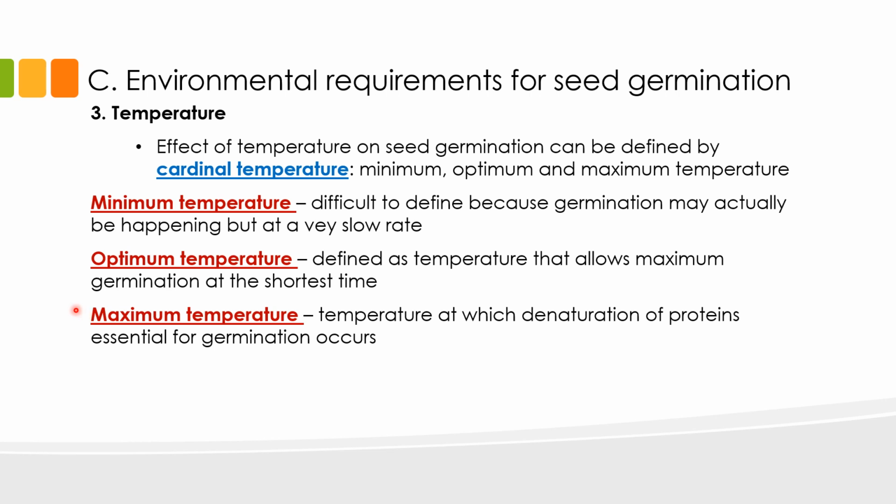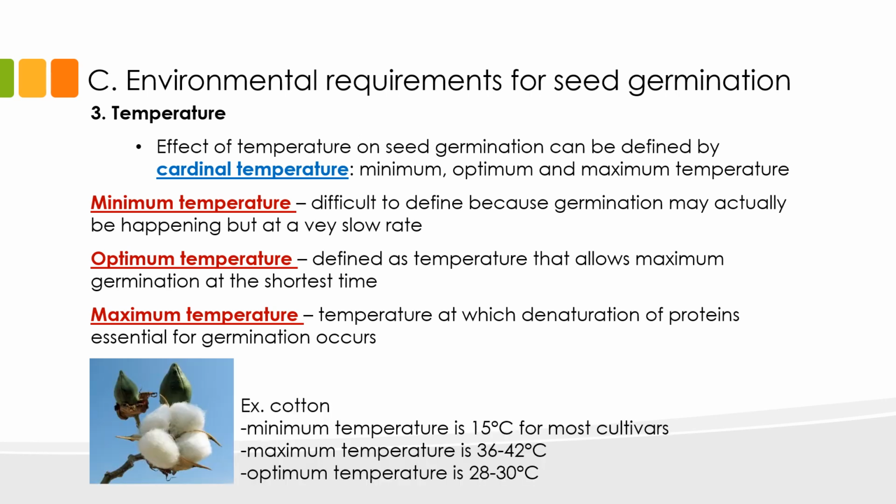The cardinal minimum temperature is the lowest temperature that will allow germination. This temperature is difficult to determine because germination may actually be happening but at a very slow rate. Now, the cardinal maximum temperature is the highest temperature that will still allow germination. At this temperature, proteins essential for germination may start getting denatured or degraded. Within the minimum and maximum cardinal temperature, we have the cardinal optimum temperature. The cardinal optimum temperature is the temperature at which germination proceeds with greatest rapidity.